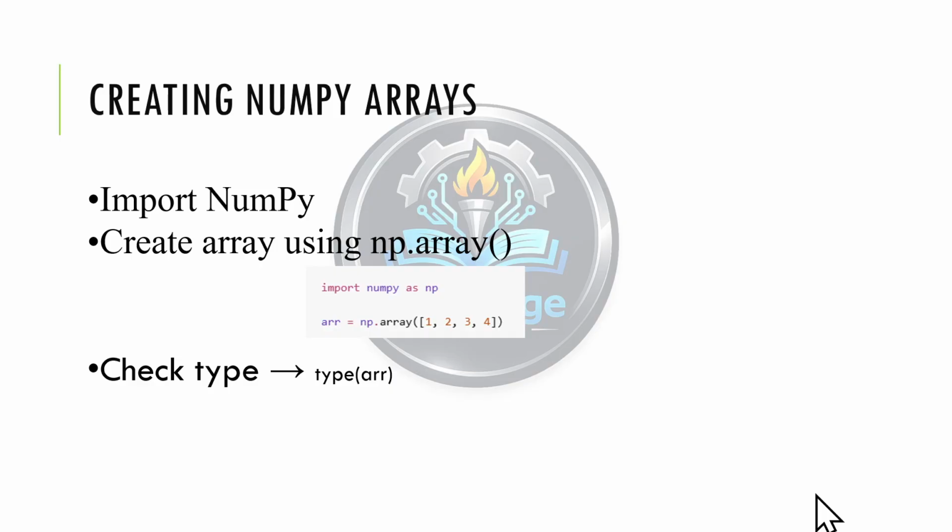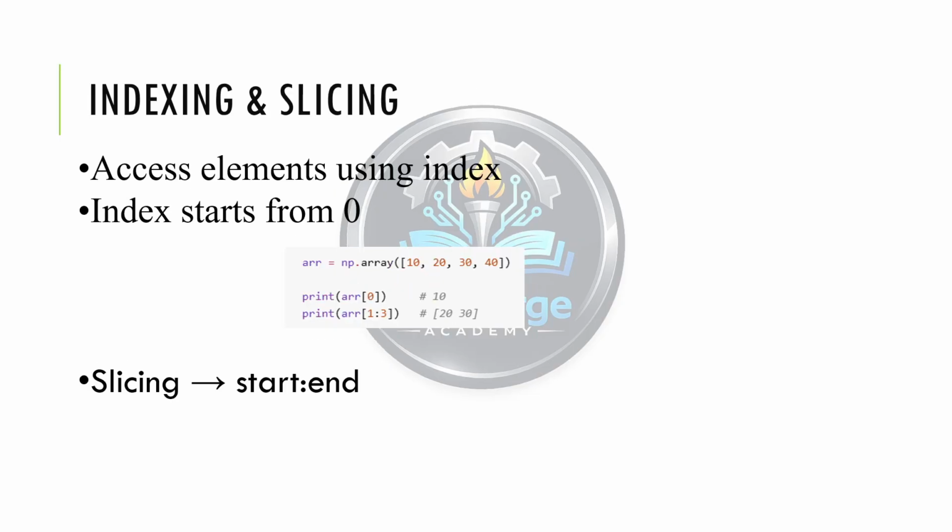So how can you actually create a NumPy array? Okay. First we need to import the library. By convention we import NumPy as np, as you can see here. In this example we created an array with values 1, 2, 3 and 4. You can also check the type of this array using the type function, and you will see that it's a NumPy array, not a normal Python list. This is the first step in working with numerical data in machine learning.